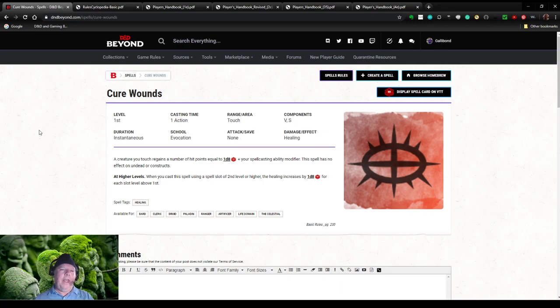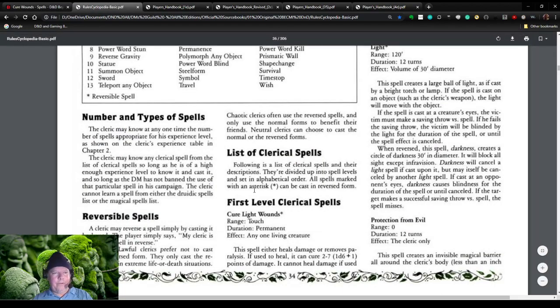Pretty simple. It takes one action, so it's one of those spells that basically takes your action to do for the round, and the school is evocation. So in 5th edition, it's considered an evocation spell. But let's go ahead and look back at the earliest days.